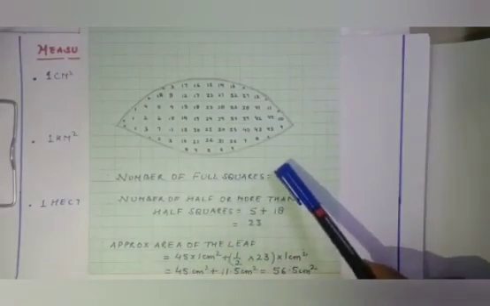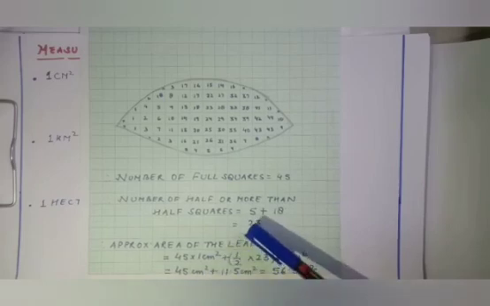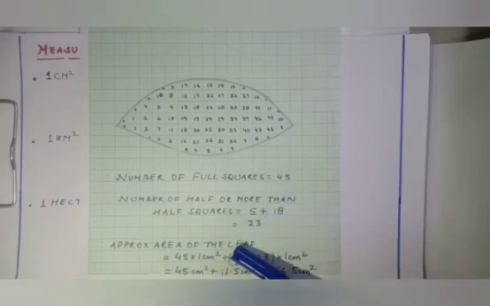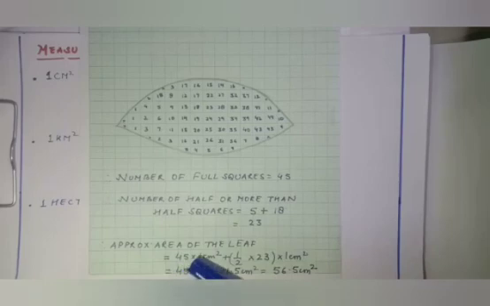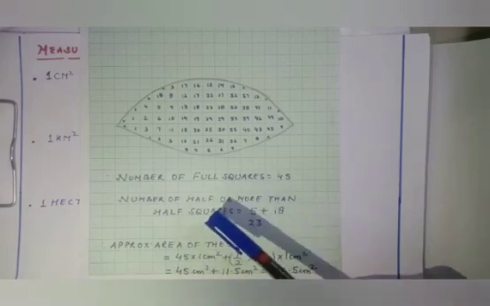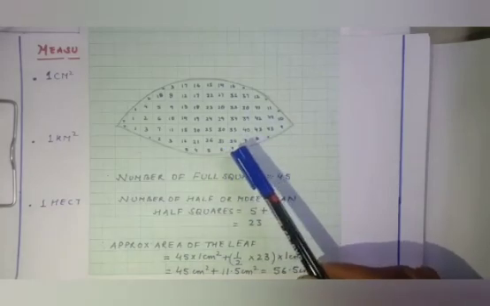Number of full squares into 1 centimeter square plus number of half squares, that is 1 by 2 into 23 into 1 centimeter square. So you can see 45 into 1 centimeter square is equal to 45 centimeter square plus 11.5 centimeter square is equal to 56.5 centimeter square. That is the approximate area of a leaf. I hope this is clear to everyone.